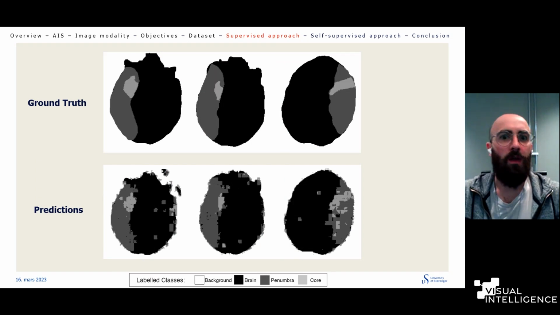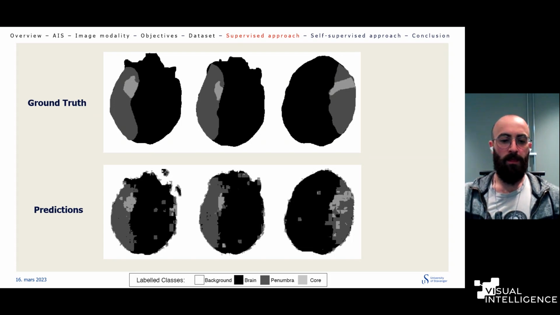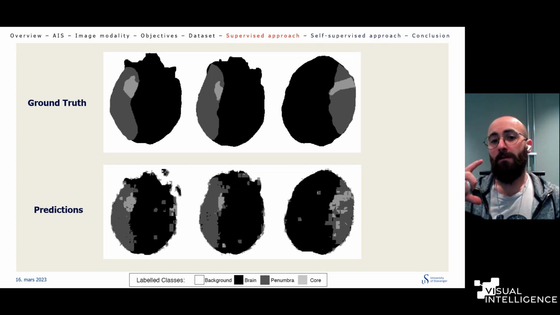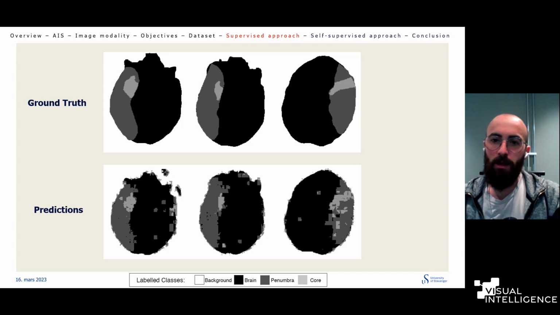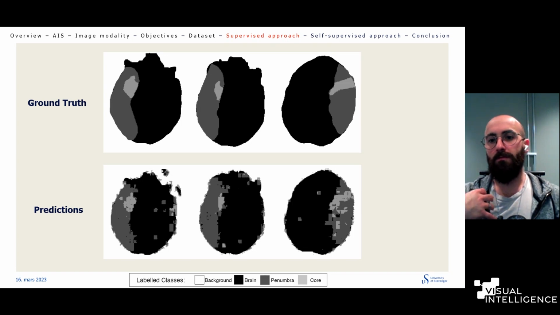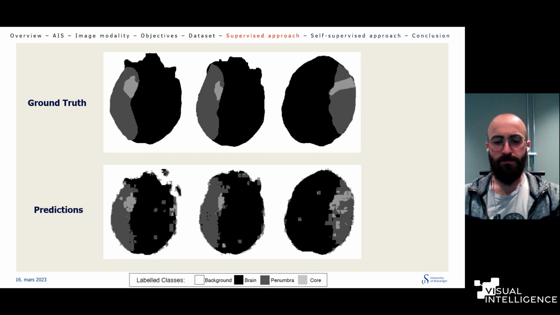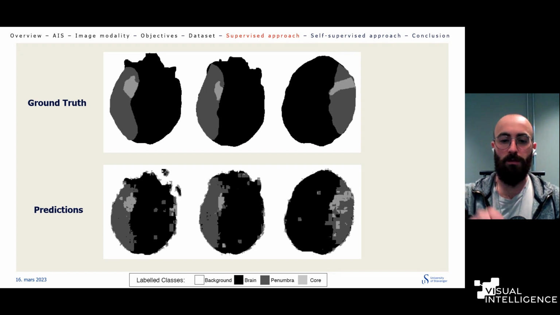Results are okay-ish, in the sense that the model is able to understand, based solely on the four-dimensional CT perfusion, the actual area where we need to focus, or how the brain tissue is being damaged. But since we're using this patch size, the predictions you can see on the bottom row are pixelated. There is some understanding of the different regions, but the pixelated part is not very visually appealing, so we're trying to improve that.